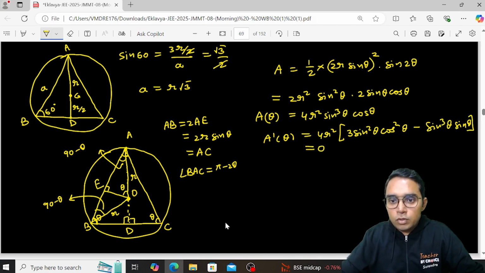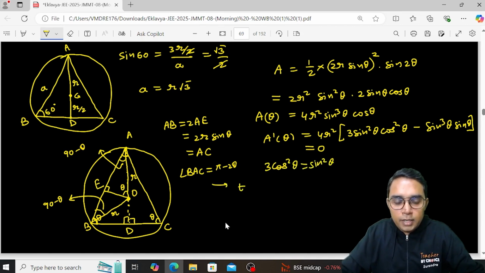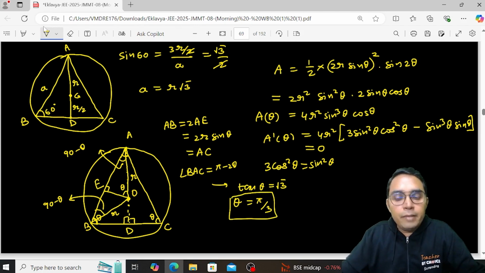So sine square theta is cancelled. So we are getting 3 cos square theta is equal to sine square theta. So from here tan theta will be equal to root 3. Okay, we can check that for this angle, this is actually a point of maxima. So theta equal to pi by 3 is a point of maxima. So area will be maximum at that point.